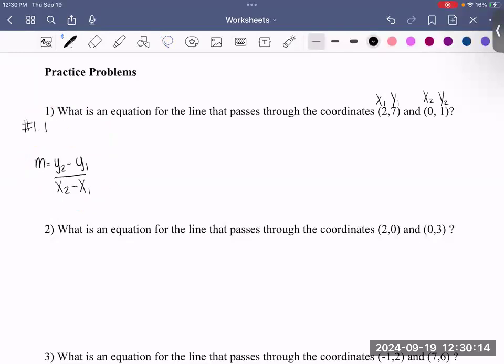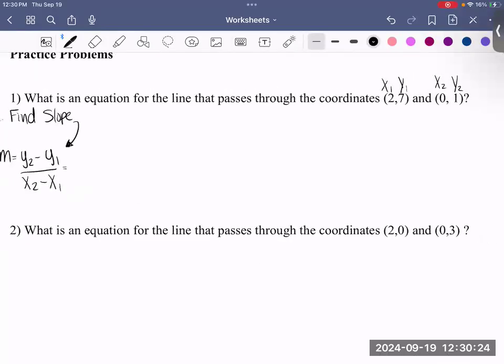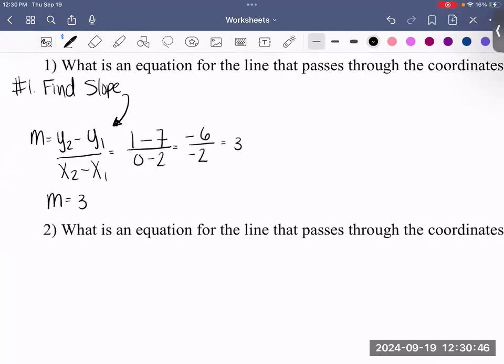For number one, we have to find the slope. So for us, our slope is y2, which I've labeled as 1, minus y1, which I've labeled as 7, over 0 minus 2. We can go ahead and subtract. So we get -6 over -2, which makes 3. So our slope here is equal to 3. So that is step 1.